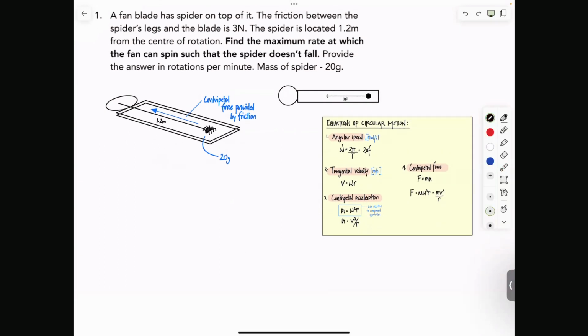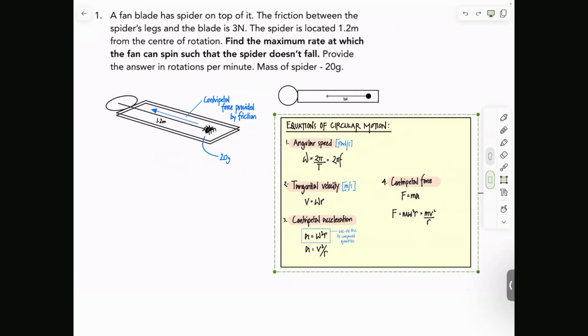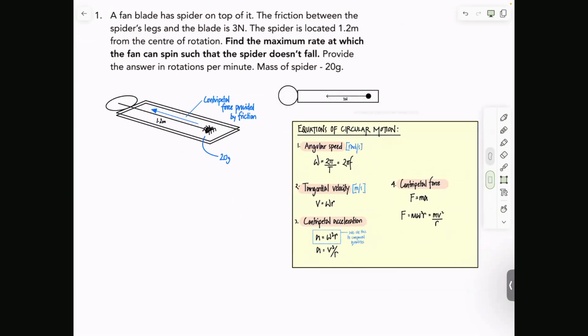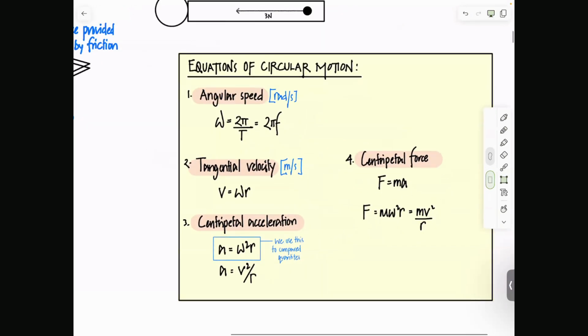Okay, let's discuss this question. Just in case you don't know, we are done with the equations of circular motion. These are the ones that you have. So you have 4 main equations out there: angular speed, velocity, also called tangential velocity, centripetal acceleration, and centripetal force.